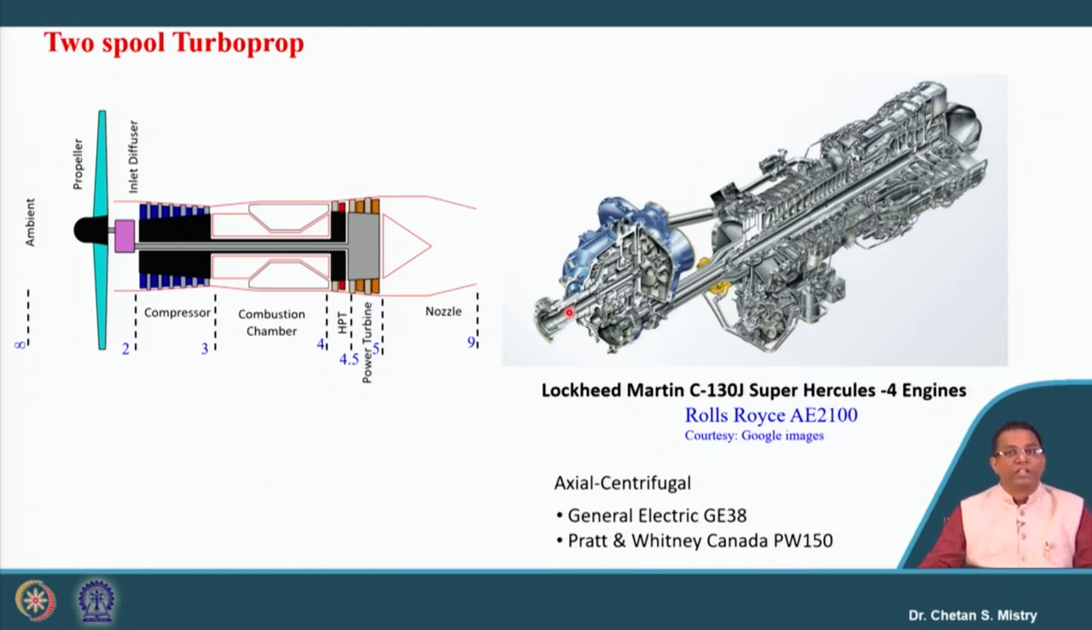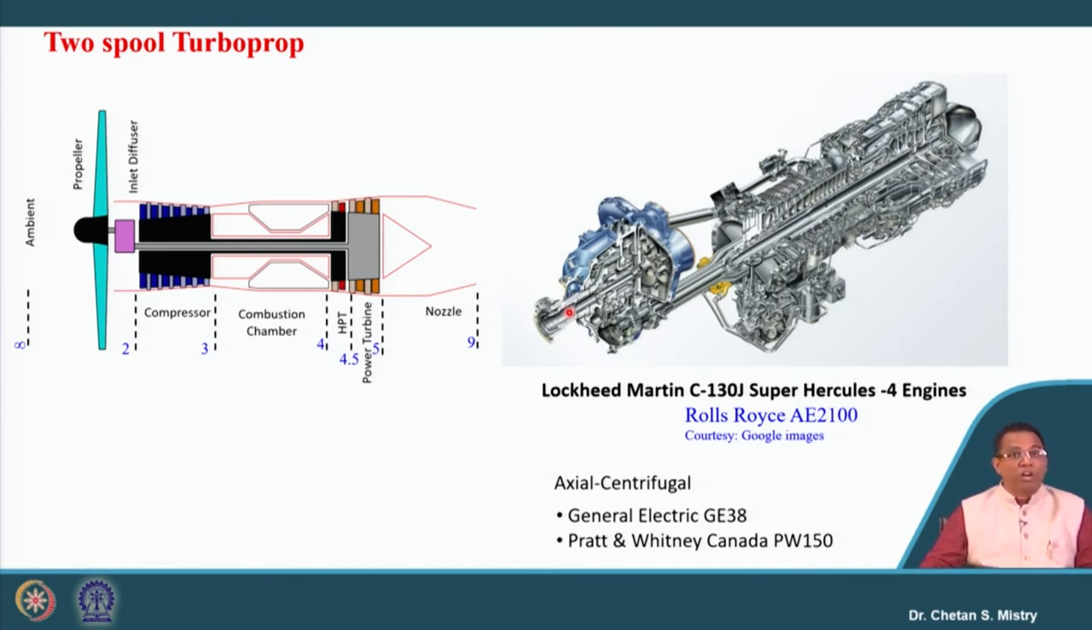GE38 and Pratt & Whitney 150 are of such configuration, where in place of an axial flow compressor rotated by the HP turbine, we will have an axial flow compressor followed by a centrifugal compressor, and that will be rotated by the HP turbine.